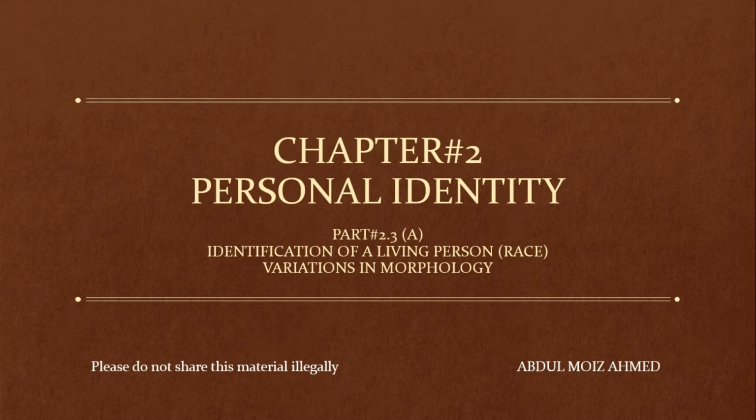Basically, when you are dealing with the identification of a living person, you need to consider many points. You need to consider that its sex needs to be established, its race needs to be identified, its religion needs to be identified as well. So you have to cover each and every point. And in these two videos we will be covering one aspect of the identification of a living person, that is its race.